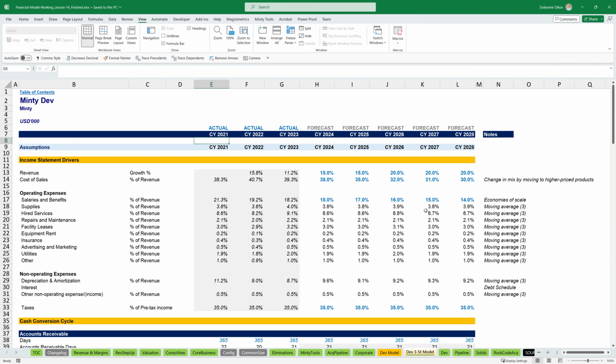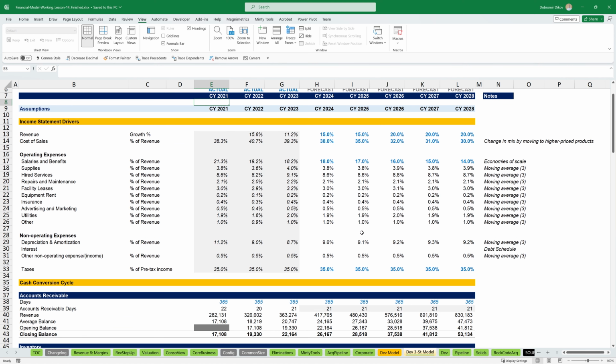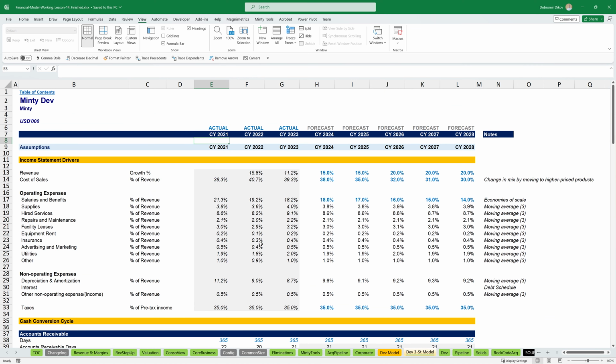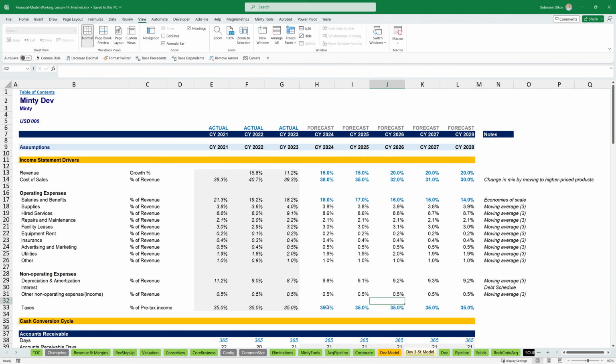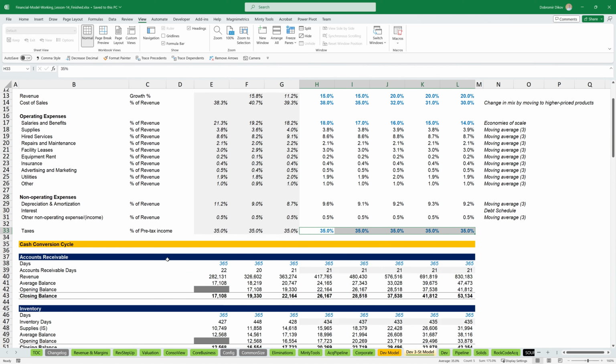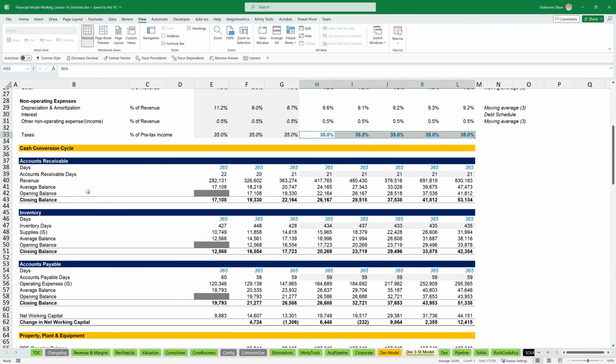If we grab the same assumptions and we build out our three statements for this use case, you see how things start to look quite differently. I have the same thing here, same assumptions. The only thing I have is I've added depreciation, interest, which we don't have here, and then other non-operating income. Those are all moving averages, and I have my taxes here. But then I have additional schedules, so I have my cash conversion cycle, which is essentially calculating my net working capital and the change in net working capital, which I'll need for my cash flow statement.